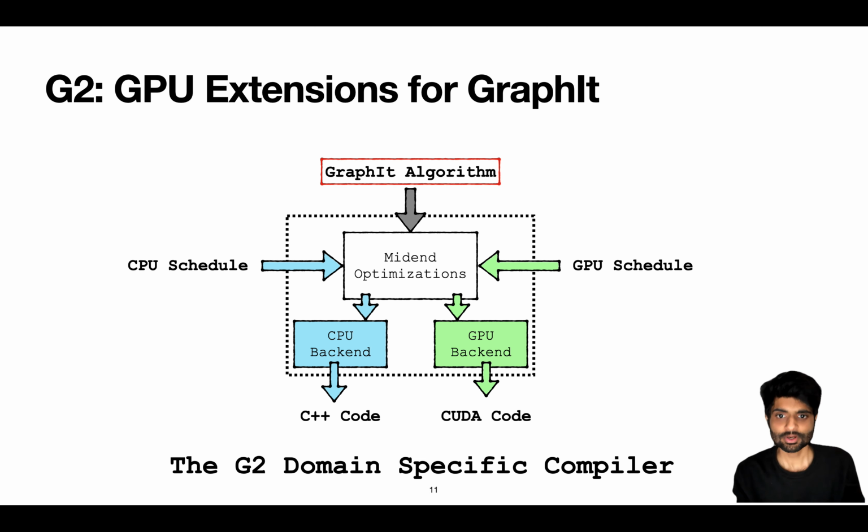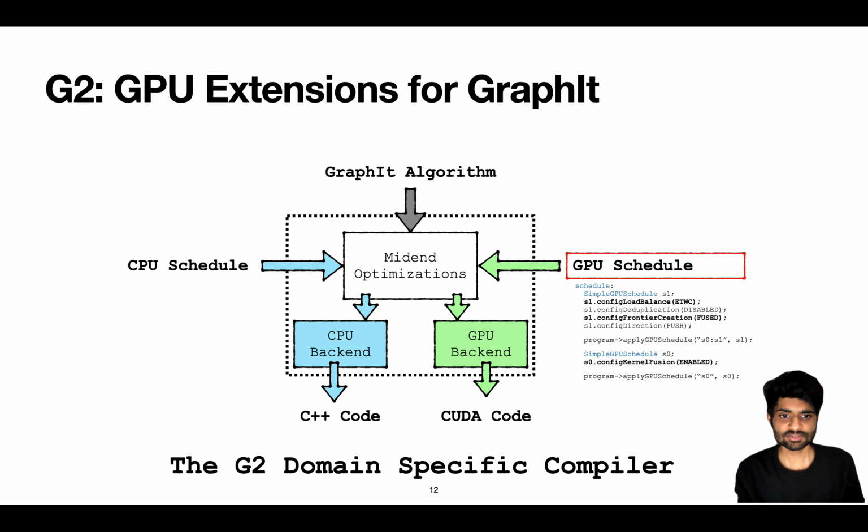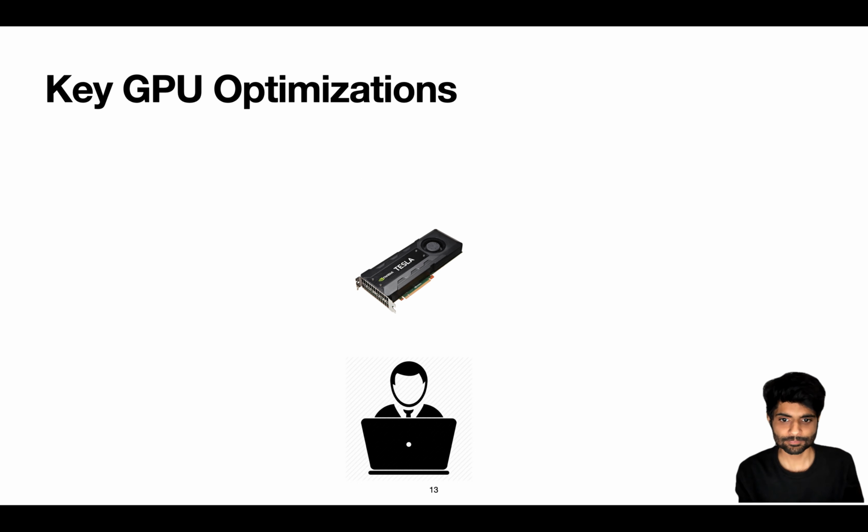As mentioned before, G2 uses the same algorithm input as GraphIt, thus requiring the developer to write the algorithm specification only once. G2 then adds a GPU-specific scheduling language tailored to optimizations on the GPUs. Our experiments have shown that the optimization space of GPUs is much larger than that of CPUs. Hence, the GPU scheduling language is richer in choices it exposes to the user.